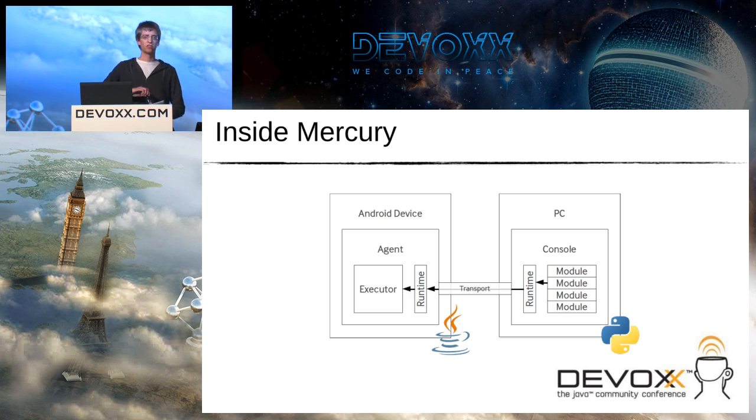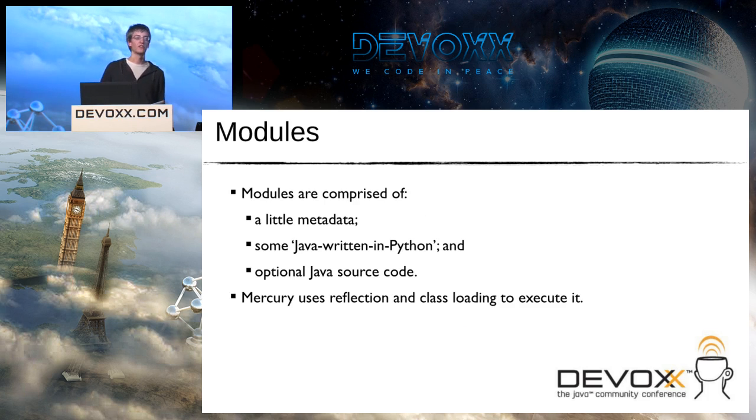Fortunately, Mercury is built in a way that makes it very extensible. So I mentioned before, you've got an agent and a console. The agent is an incredibly lightweight executor that uses client-side reflection to allow the console to execute any code it wants. The console is implemented in Python, which means you don't have the round trip of having to compile and push code to your device. You just write the code in Python, reload the module into the console, and execute it. And you can write near enough Java in Python, we'll see in a moment.